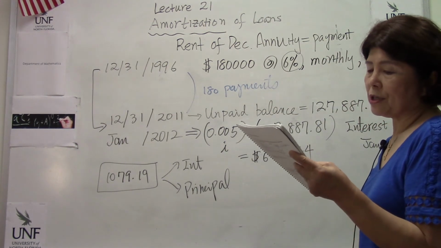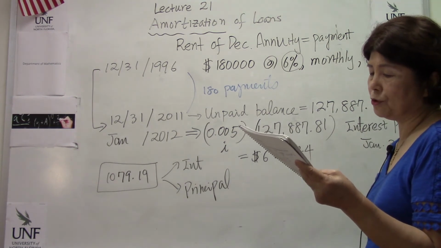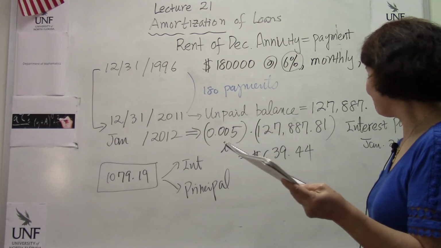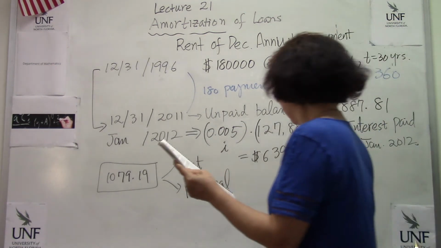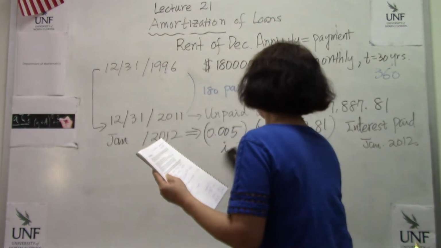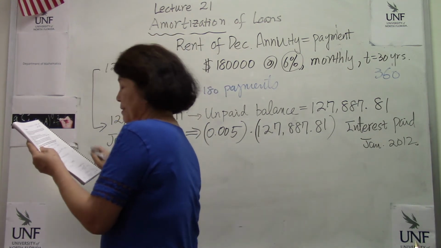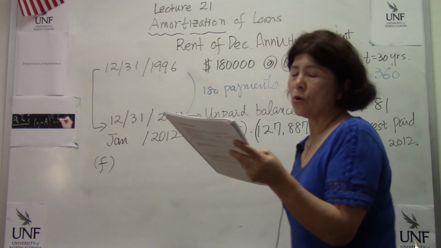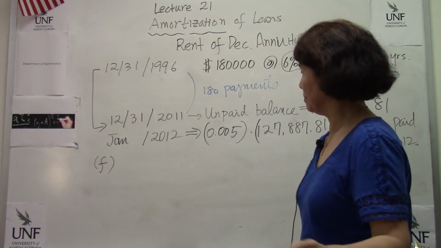Okay? Alright. The next one: how much of the principal will be paid off during the year 2012? Well, honestly, you don't have to do that. But I'm going to do part F. What is the total amount of interest paid during the 30 years?